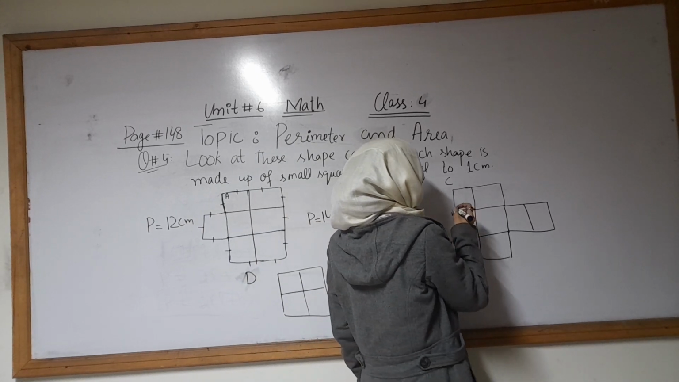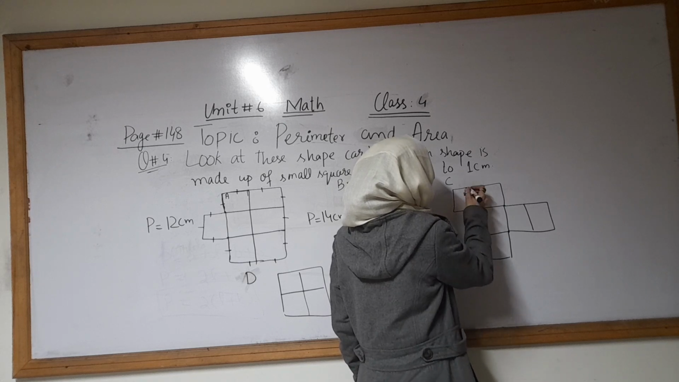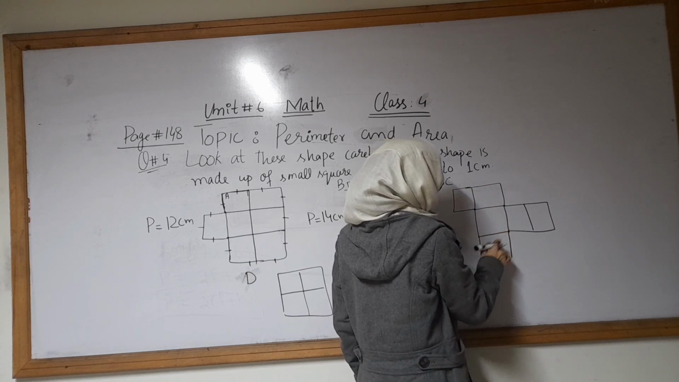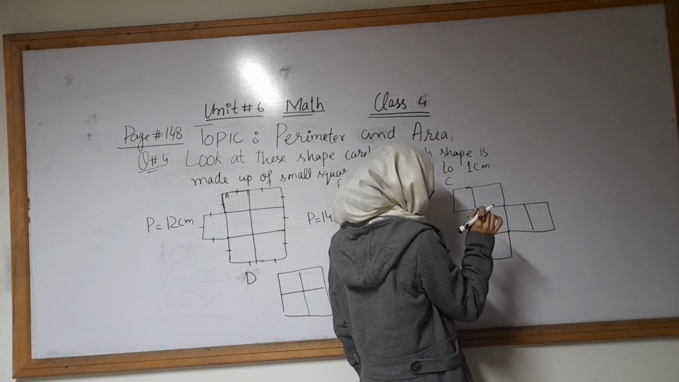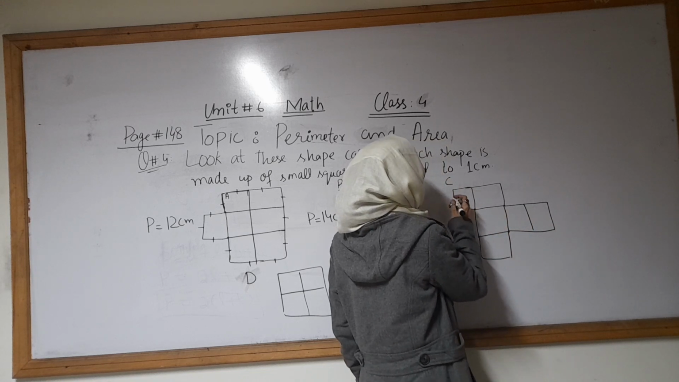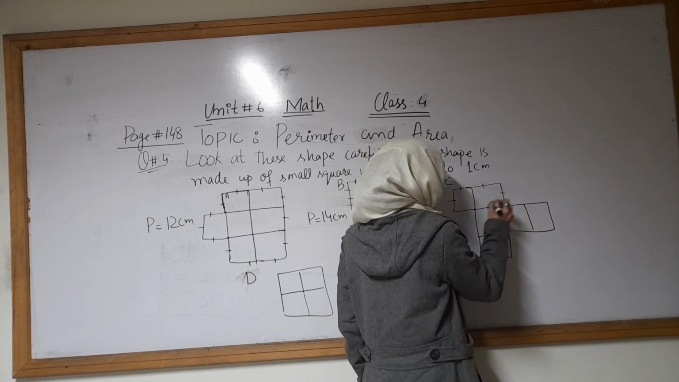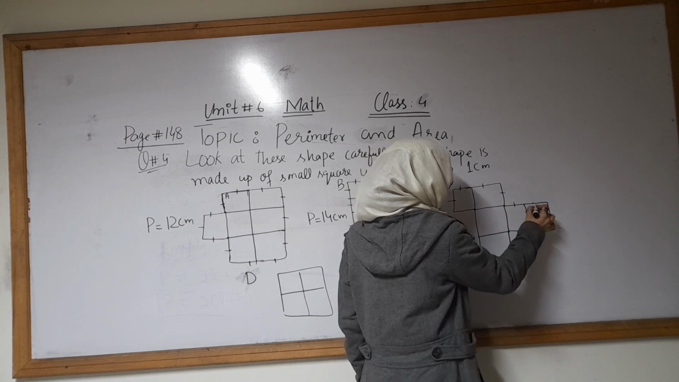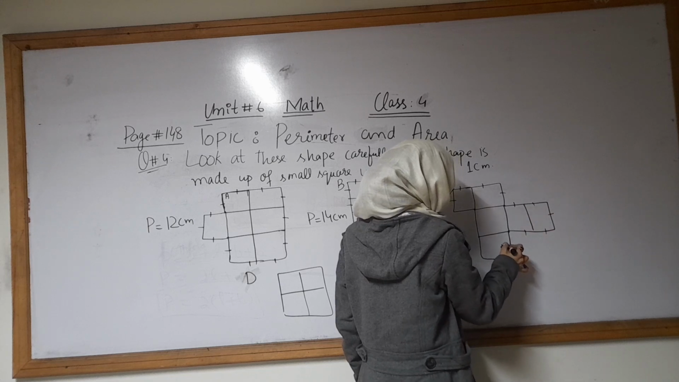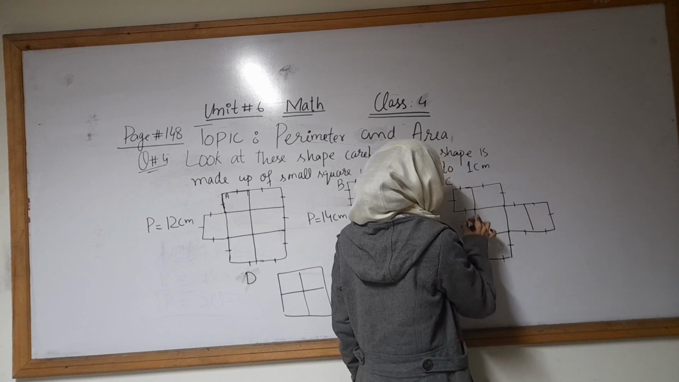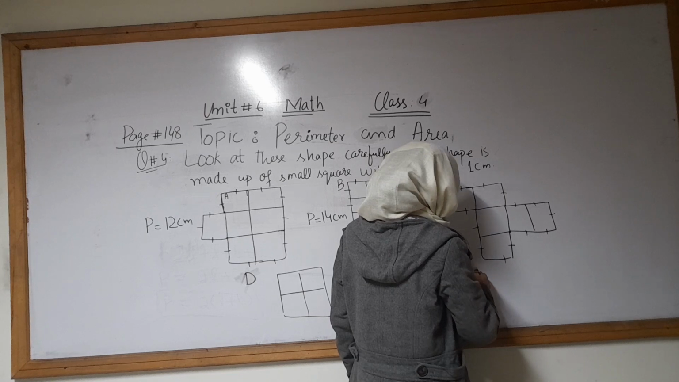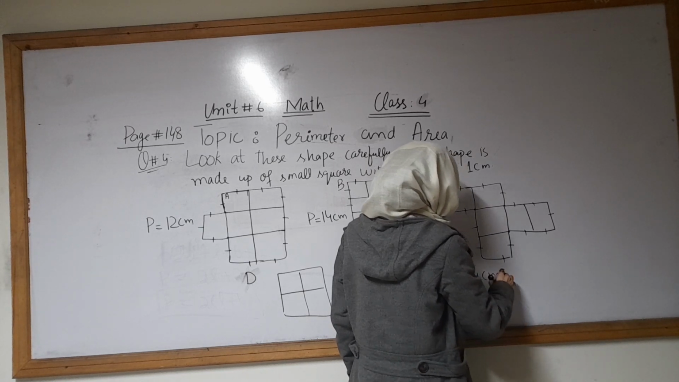Similarly, we have shape C. In shape C, we have 6 squares. But for perimeter, we only add the boundary: 1, 2, 3, 4, 5, 6, 7, 8, 9, 10, 11, 12, 13, 14. So the perimeter of this is 14 centimeters.